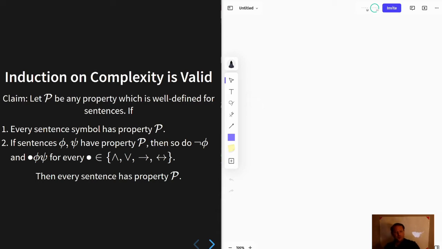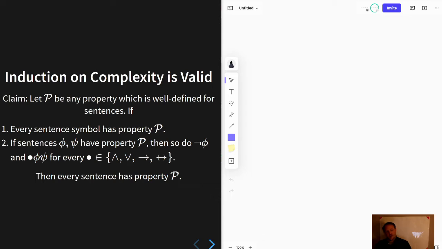So clause 2 here is what I call the property P being preserved under taking connectives. So if P has these two properties, it holds for all the sentence symbols and also is preserved under taking connectives.